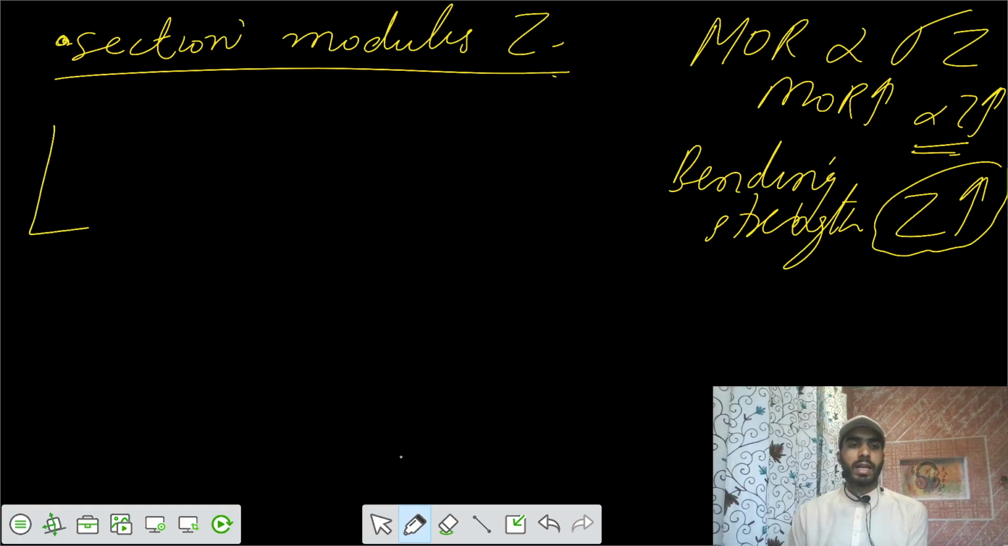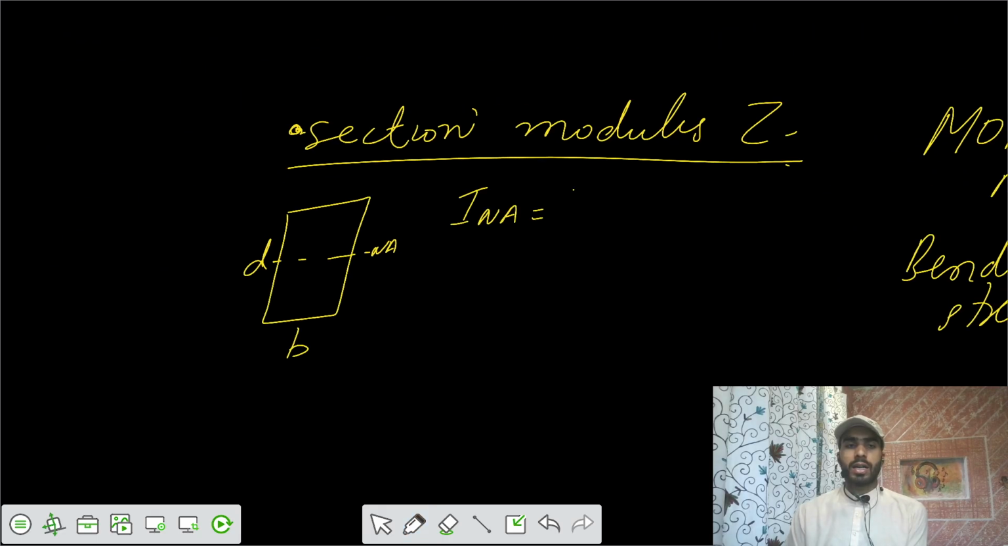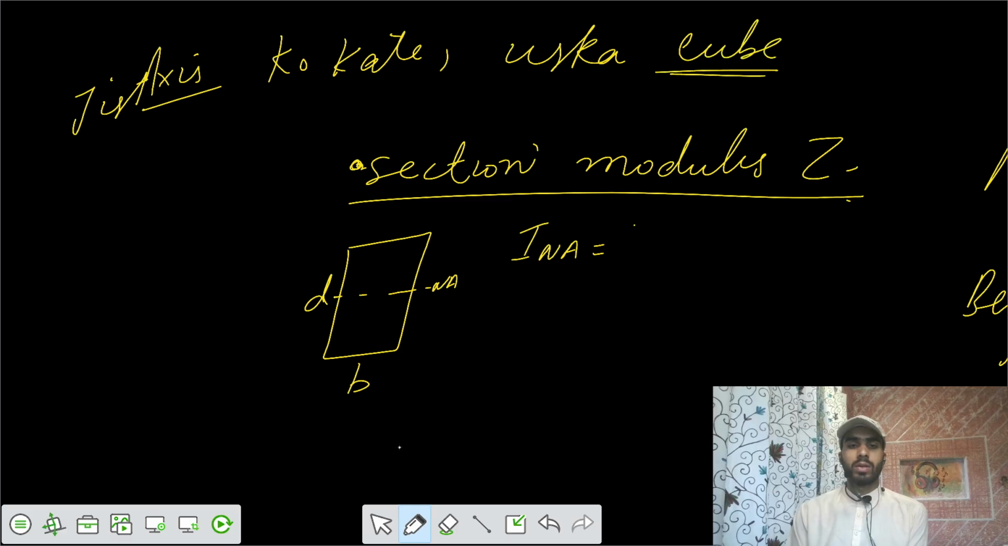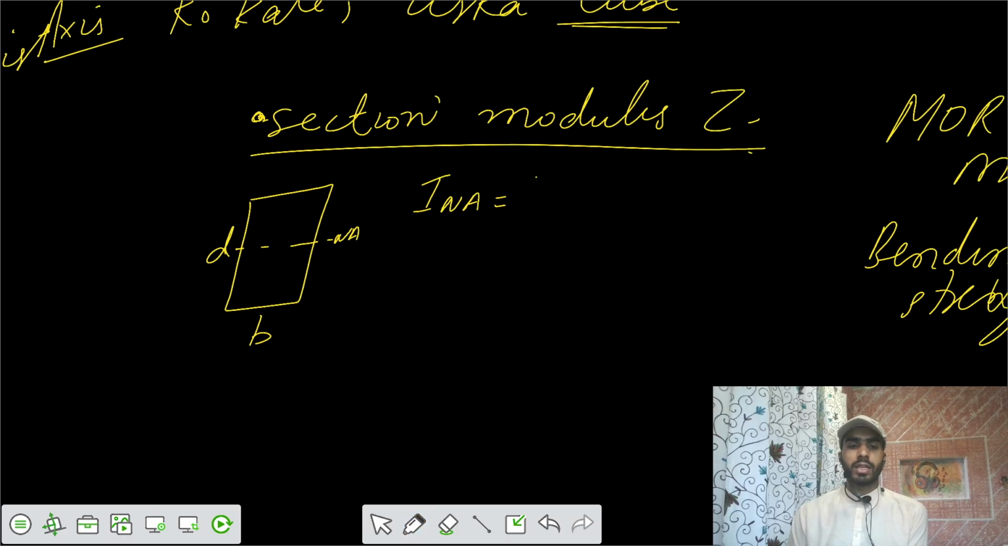Now, if you take a rectangular section, you have a depth D and a width B. Then you have the neutral axis NA. You can call I about the neutral axis equal to, we know that the axis which cuts the section, its dimension is cubed. So your neutral axis is cutting which length? It's cutting D. So you have to write BD cube by 12.